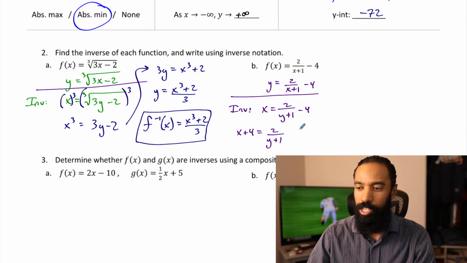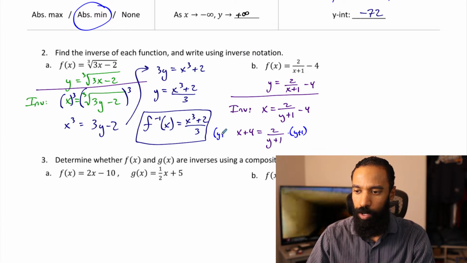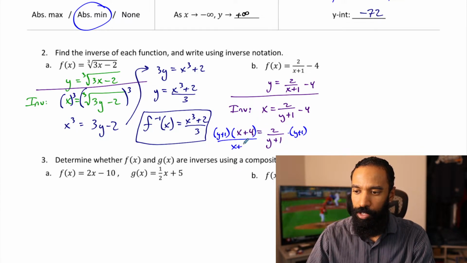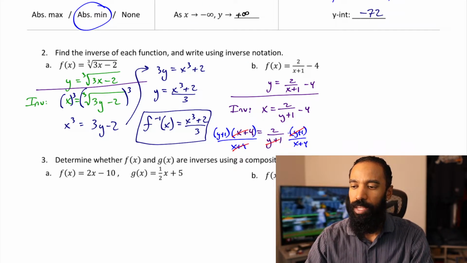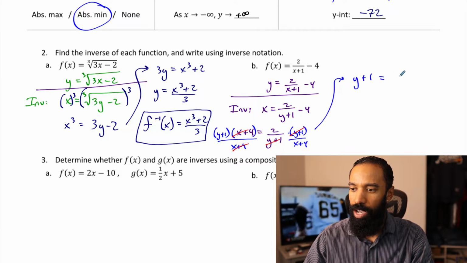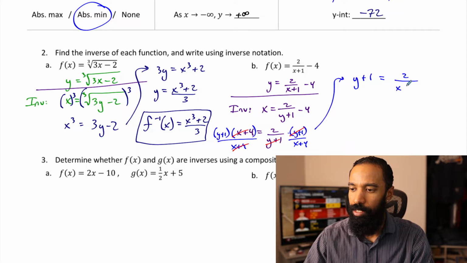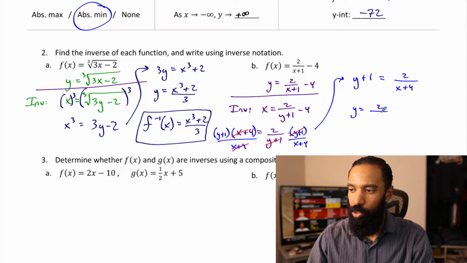I've mentioned these kinds of things before. I'll write 2 steps in one here. I'm going to multiply both sides by y plus 1, by that quantity right there, and then I'm going to divide both sides by x plus 4. If I do both steps, the y plus 1 and x plus 4 switch places. Now you have y plus 1 on the left side, 2 over x plus 4 on the right side. And then I can subtract 1 from both sides. We get y equals 2 over x plus 4 minus 1.